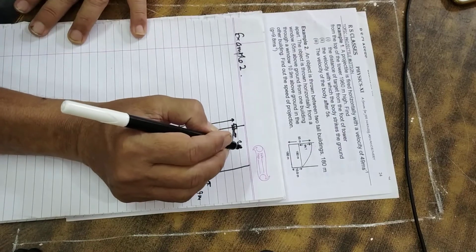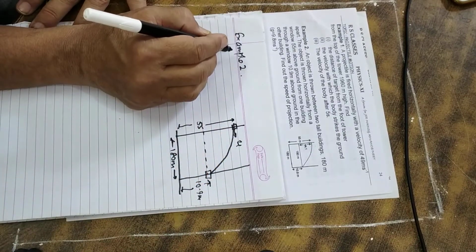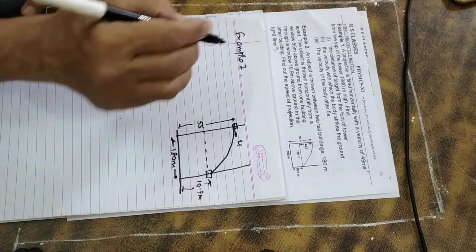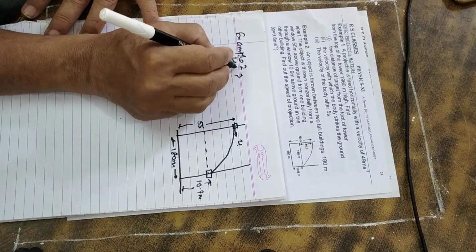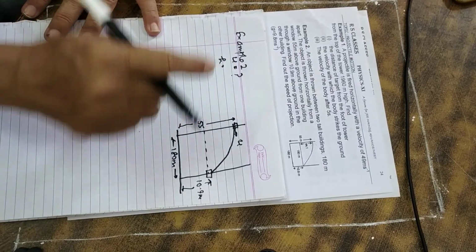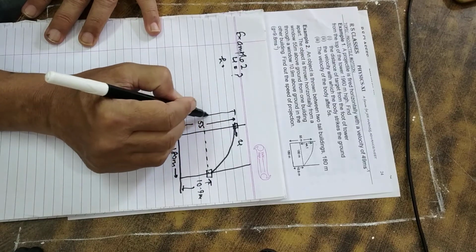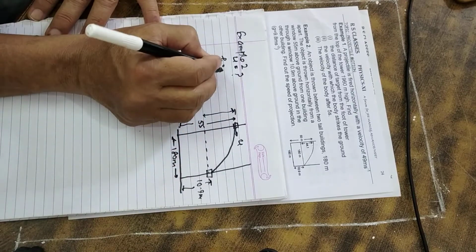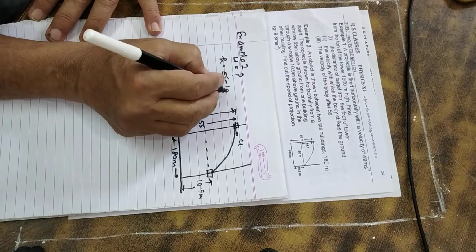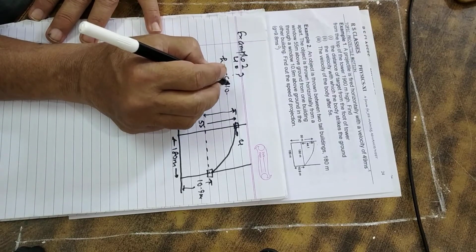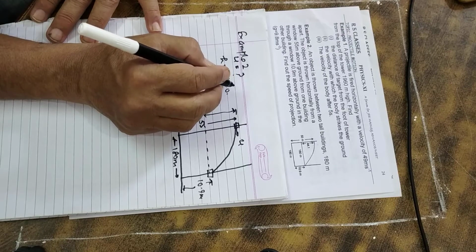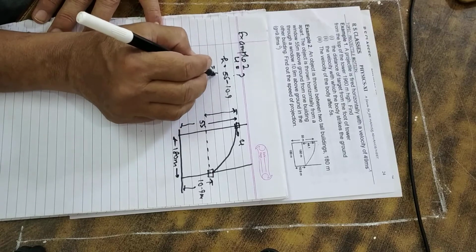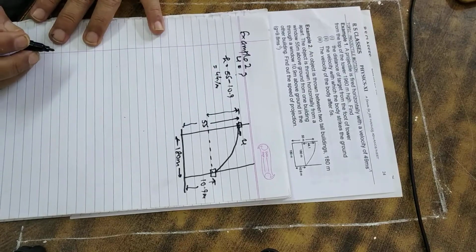So we have to find u. In this case, what is h? H is the difference between the height of two windows. This is h. And what is this difference in height? This is 55 minus 10.9, which comes out 44.1 meters.